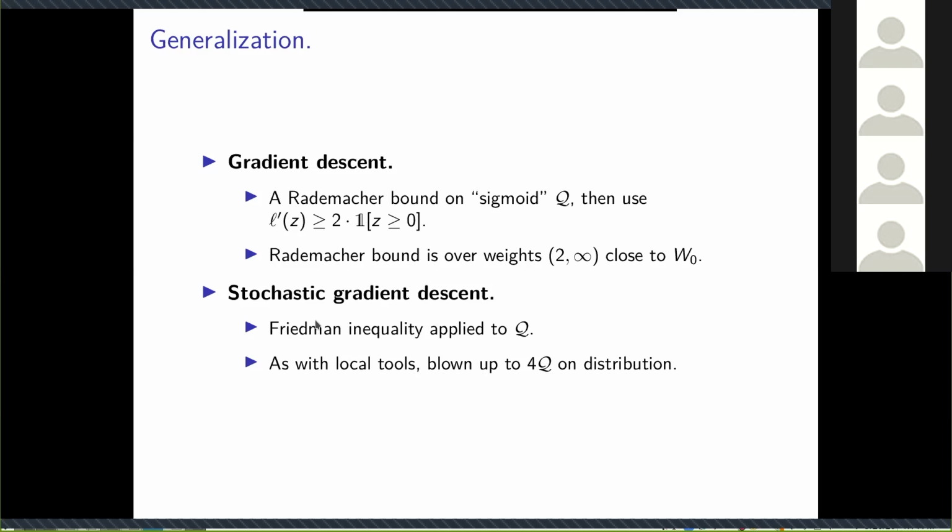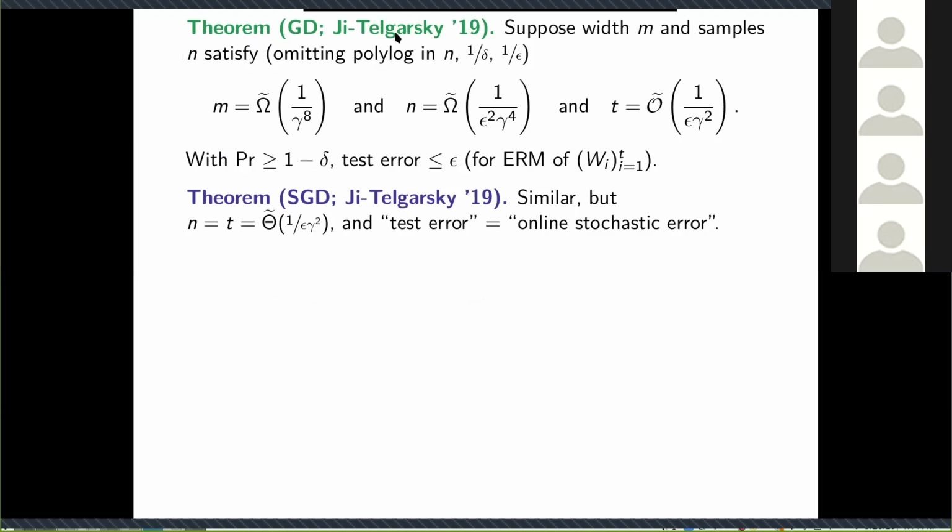For gradient descent and stochastic gradient descent, suppose the width m and the samples n satisfy the following inequalities. The width m is at least 1 over gamma to the 8th, where gamma is the infinite width NTK separation assumption, times a bunch of log factors: log n, log 1 over delta, log 1 over epsilon. And it really is just greater than or equal to that. It can be infinity, it doesn't blow up, or it can be this times 10 to the 1,000. That 10 to the 1,000 will not enter in the test error bound.